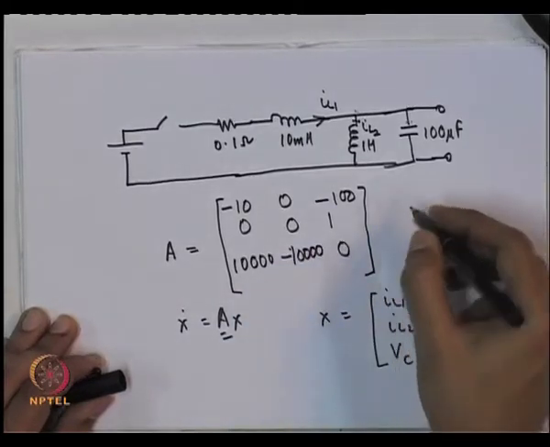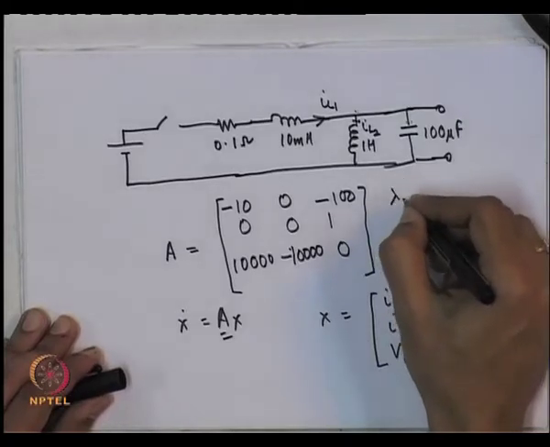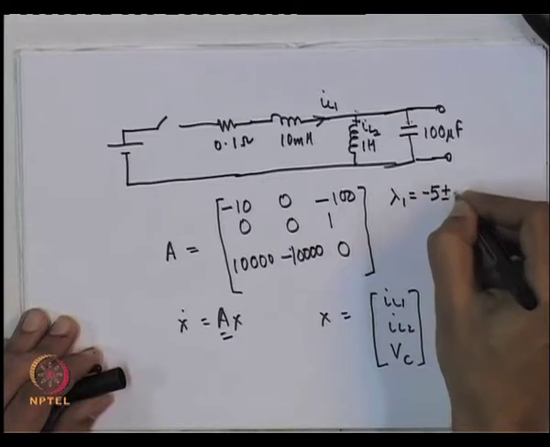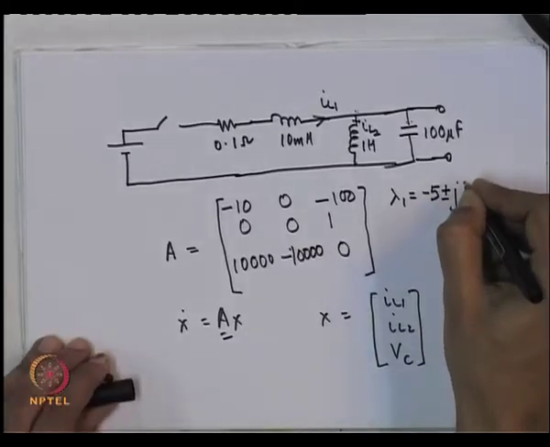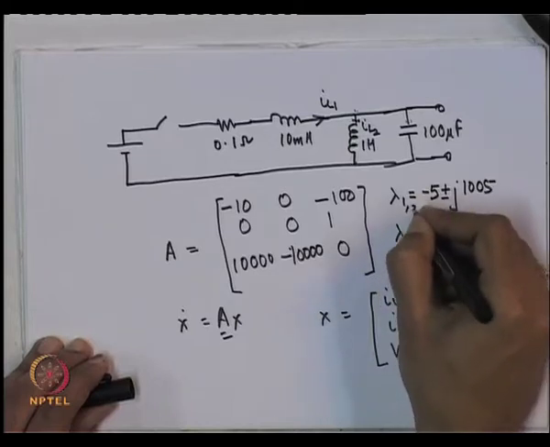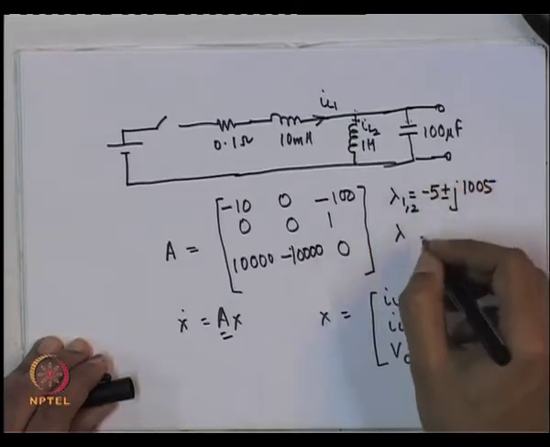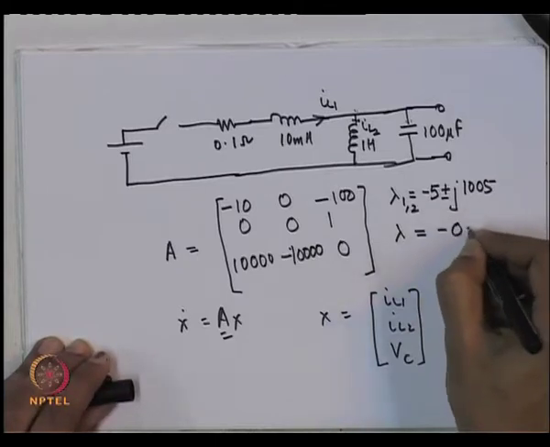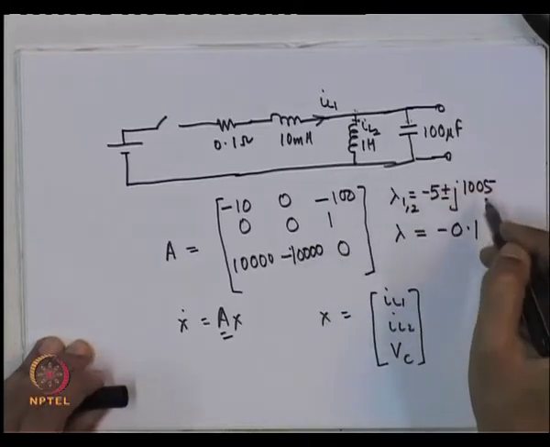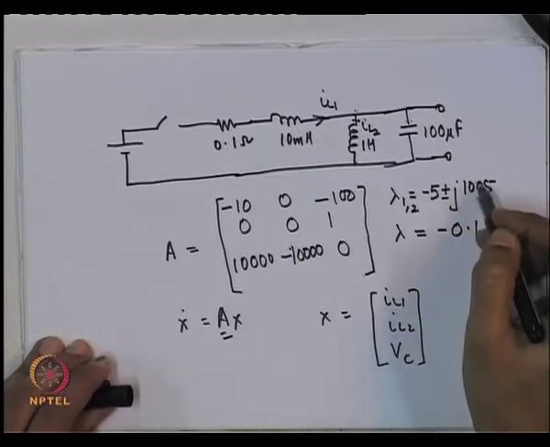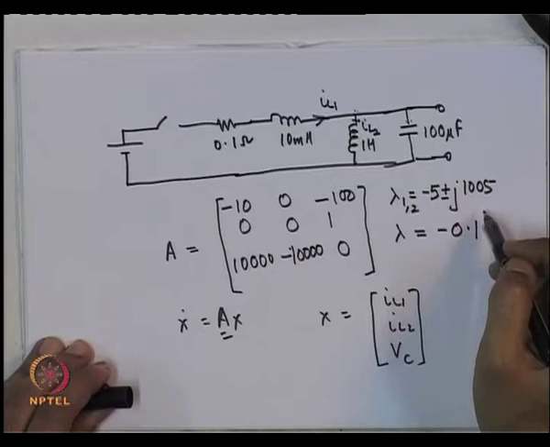The eigenvalues of this system are approximately minus 5 plus or minus j, lambda 1 and lambda 2. So, there is actually a complex conjugate pair. This is a stable system, but one of the eigenvalues is very small and the other one is very large. This is an example of a stiff system.